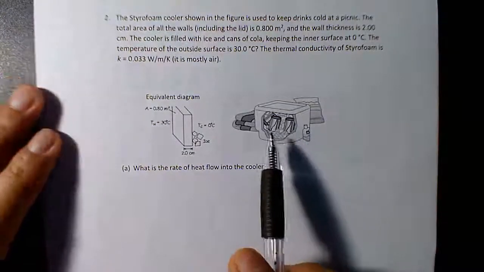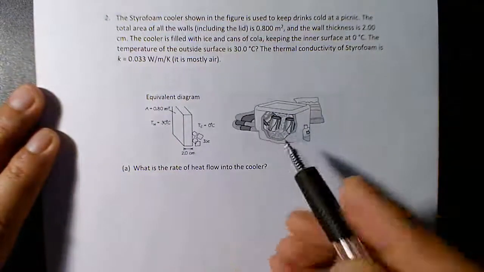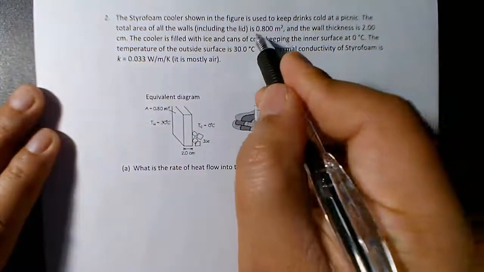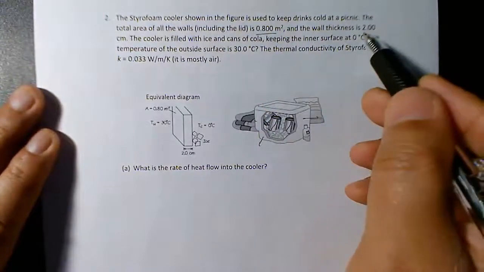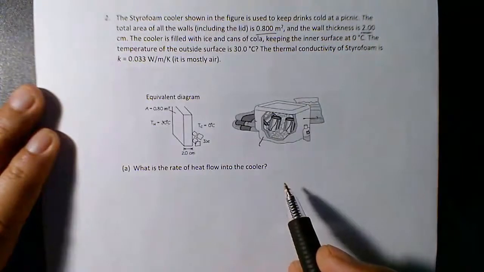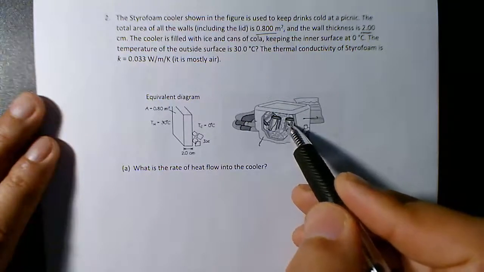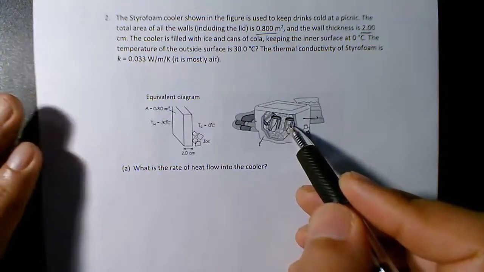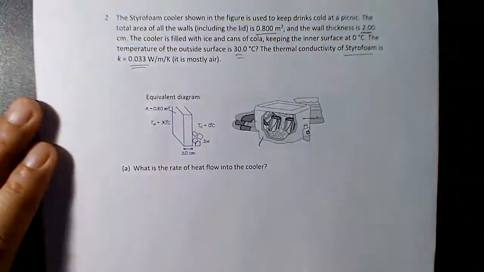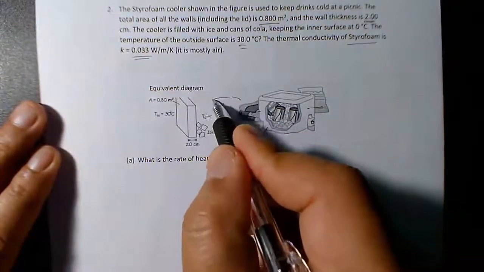You have a picnic cooler made from styrofoam basically, and it says the total effective cross-sectional area all around is 0.8 square meters. And the wall thickness, which is L, is 2 centimeter, and the cooler is filled with ice and cans, keeping the inner surface at 0 degrees Celsius. The outside temperature is 30 degrees Celsius. The thermal conductivity of styrofoam is very small, mostly air, right? And this is an equivalent picture you can draw.